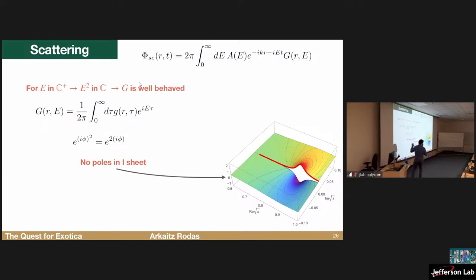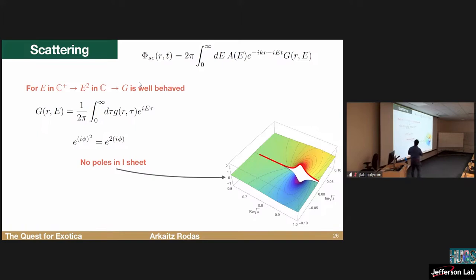Now, if you live in the lower part, this will be a different story, because we will recover an exponential that grows. And so this integral will not be well defined. But let's say that we're only in the upper part of the energy plane. Now, I squared it. Where does the upper part of the energy plane go to?